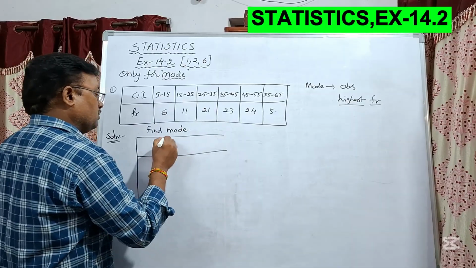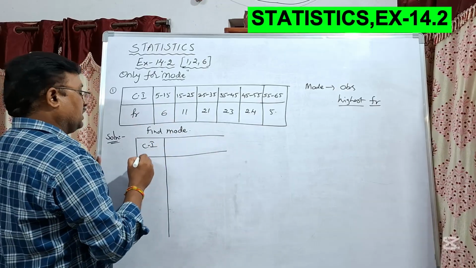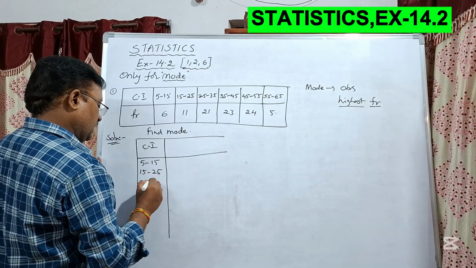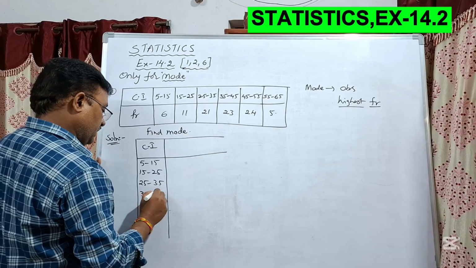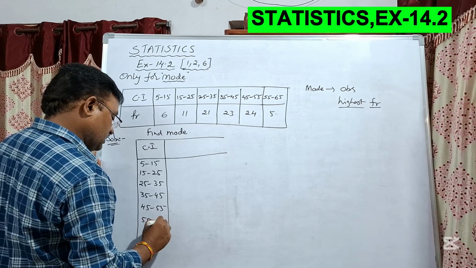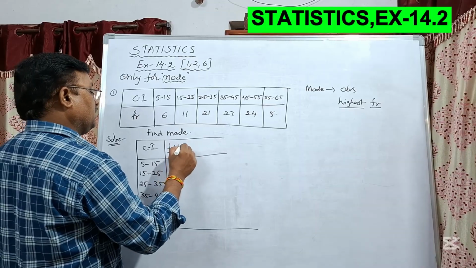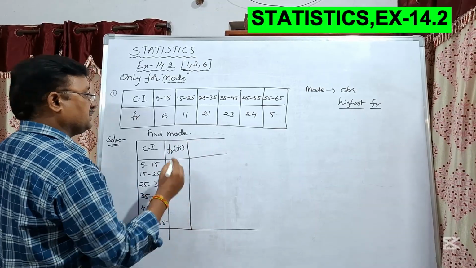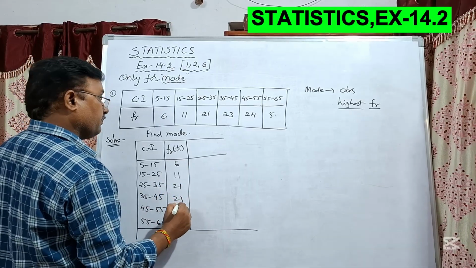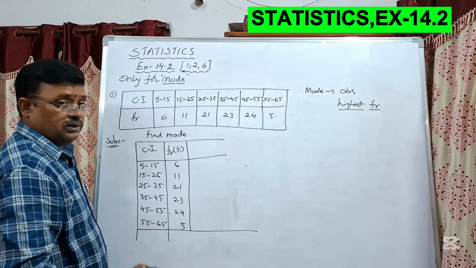Right. So now one is given class intervals, whatever their form may be. Those are 5 to 15, 15 to 25, 25 to 35, 35 to 45, 45 to 55, 55 to 65 are the given class intervals with their frequency fi values respectively given as 6, 11, 21, 23, 24 and 5. Got it? This is the given data converted into two columns.